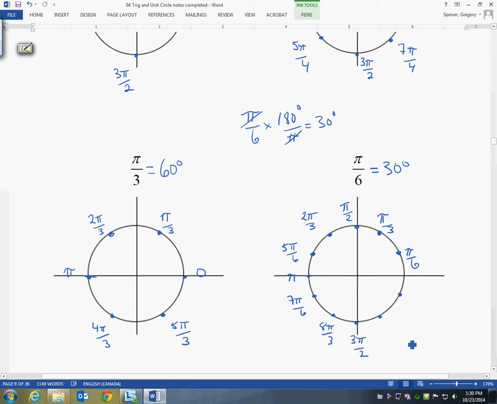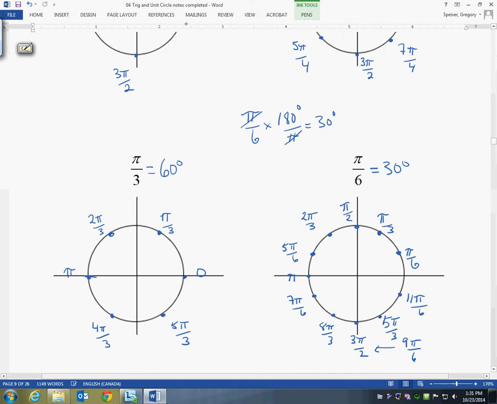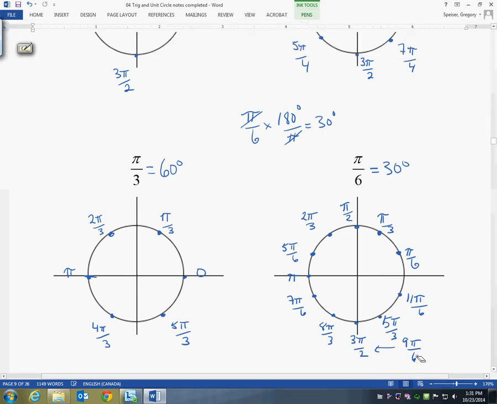Let me just think that through. 9 pi over 6. Divide the top and the bottom by 3, so this is equal to 3 pi over 2. This would be 10 pi over 6, so that's the same thing as 5 pi over 3. And this is 11 pi over 6. Okay, I'll do a little bit of erasing there just to make it a bit neater. And that's it for this page, actually. I'll make it look like that.